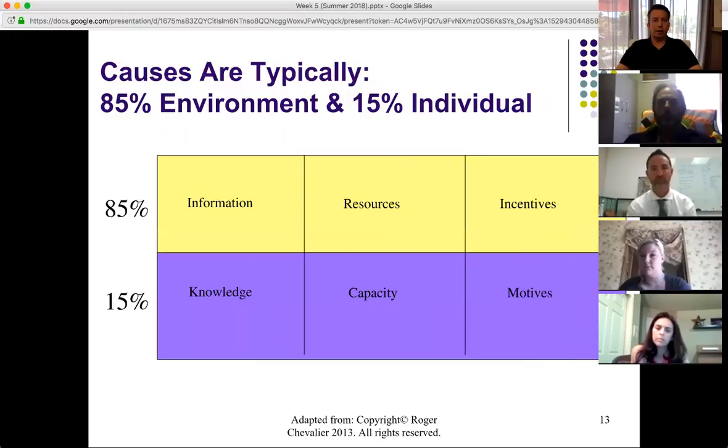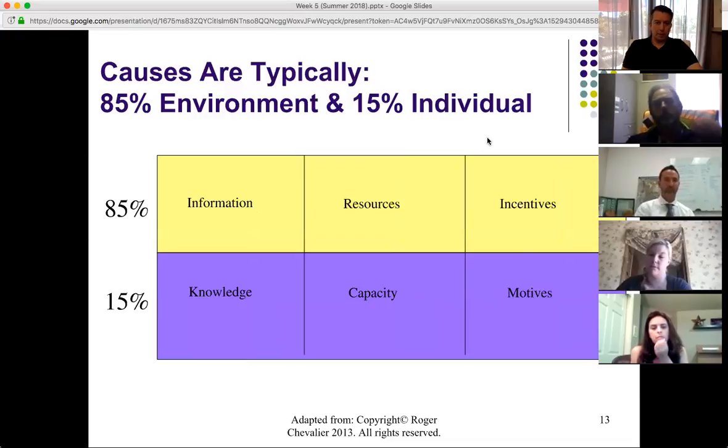Most of the times in workplace situations, we can solve our problems just by addressing the environment. Do we have the right guides, manuals? Do we have the right tools, the best tools to get the optimal performance we want? Are the incentives right? Are we disincentivizing the work that we want to see? We have to ask those kind of questions to get at this 85%.